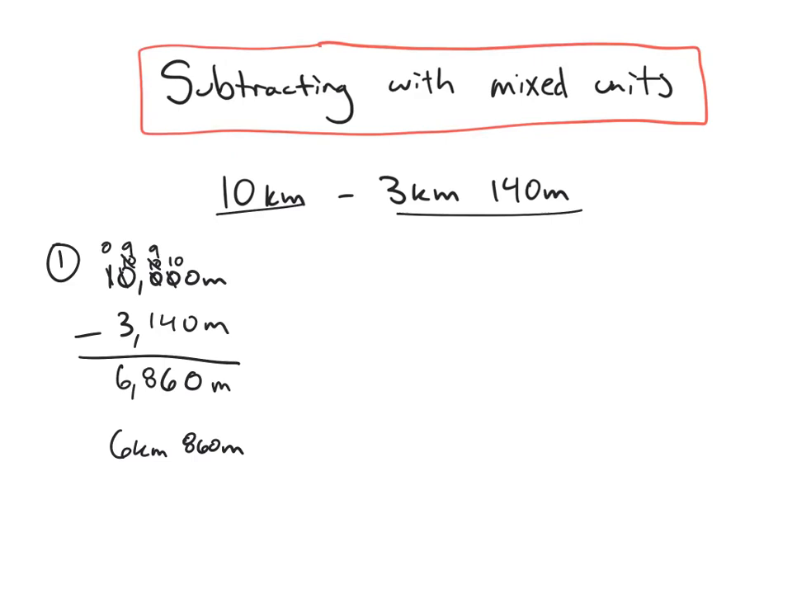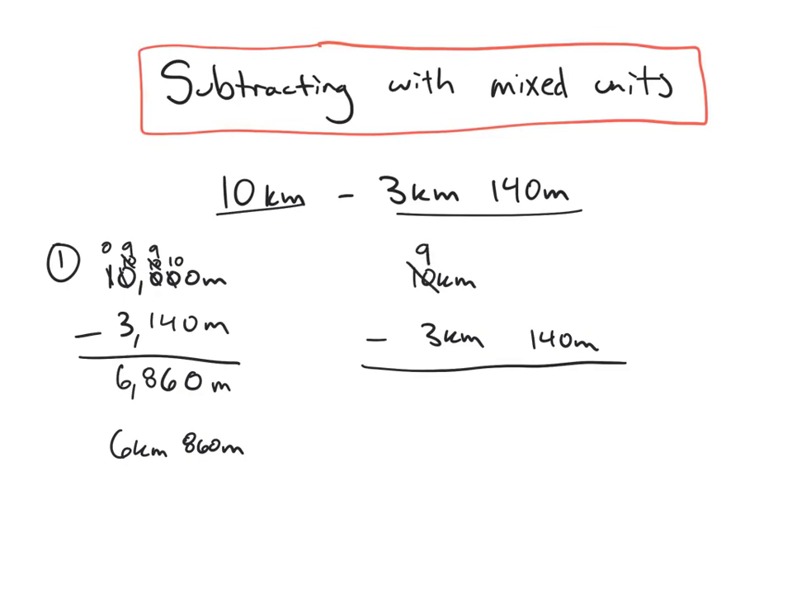The other method is I could keep my measurements the same and subtract like units. So I can subtract my kilometers from my kilometers and my meters from my meters. I run into a little bit of an issue with this problem, though, because I have no meters right here to subtract, so I need to do a little bit of unpacking before I start. I'm going to unpack one of my kilometers.